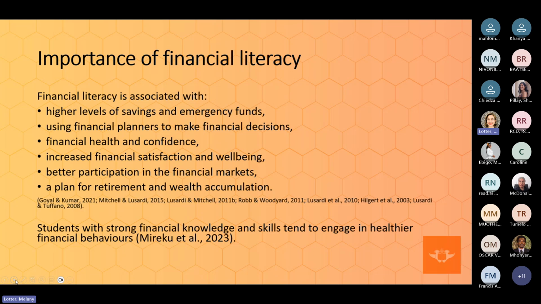So there's lots of research that shows that financial literacy is associated with higher levels of savings and emergency funds. It's associated with the use of financial planners to make better financial decisions. It's associated with financial health and confidence, increased financial satisfaction and well-being, better participation in the financial market, and it's also to plan for retirement and wealth accumulation.